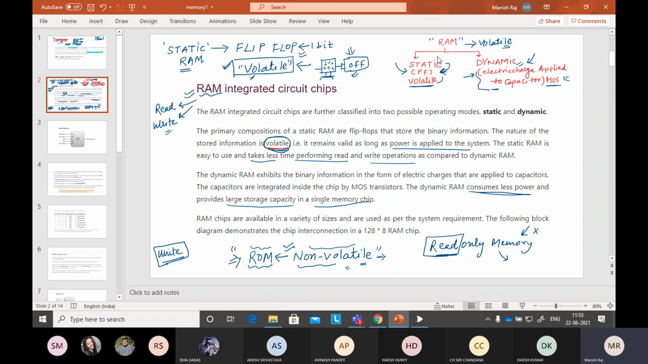The operation time is good in the static memory, but by using the dynamic memory you can store more data and consume less power. So some advantages belong to the static memory, some to the dynamic memory. We can use both types of memory for different applications. So the first part of the RAM is clear.